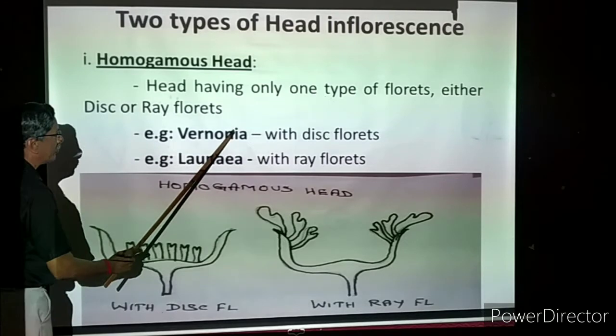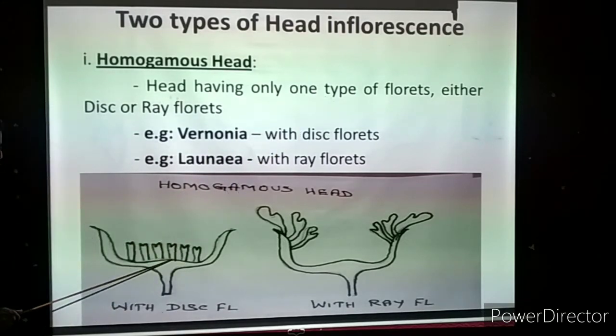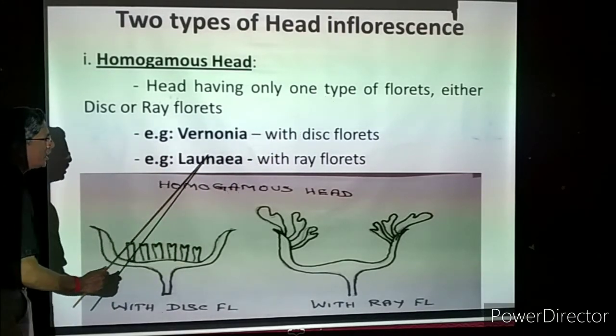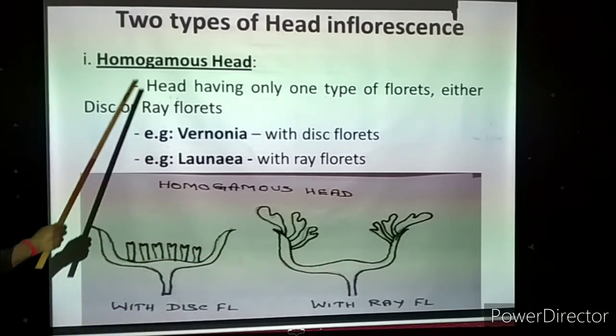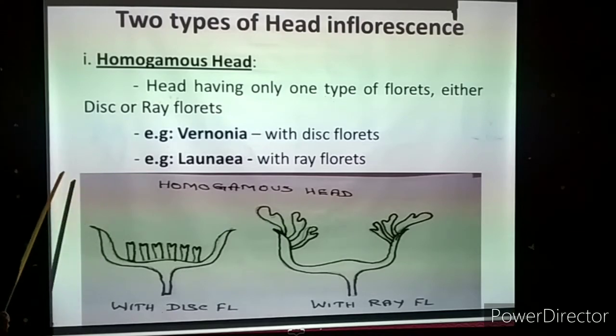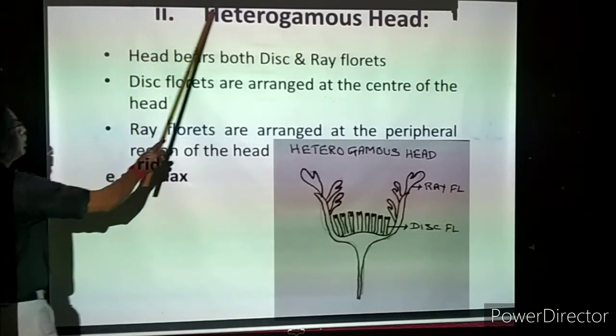Example, Vernonia. It is with the disc floret. The next example is Launaea. That is with the ray florets. Now these are the examples for the homogamous head. The next one is a heterogamous head.